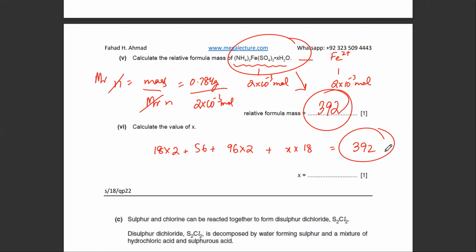X is 5. Okay, so X comes out to be equal to 5. So that is the value of X that we are getting.